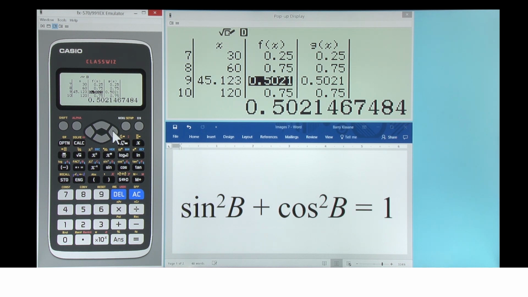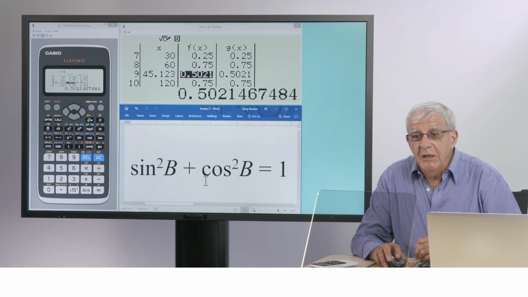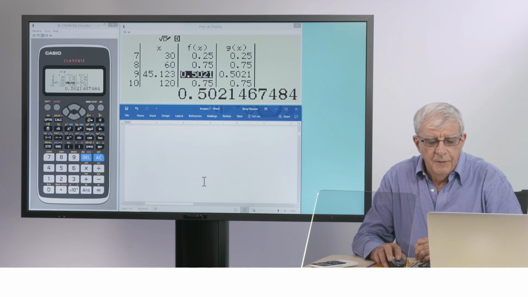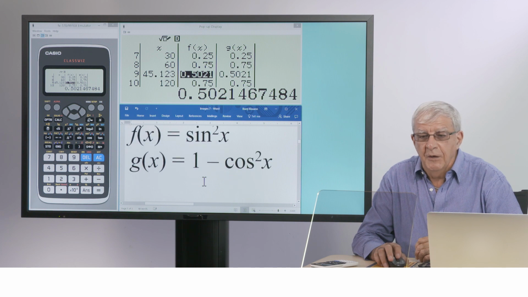That is, it seems as if sine squared x is equal to 1 subtract cosine squared x is also an identity. In fact, it's merely a rearranged form of the same Pythagorean identity here, and we looked at these two functions.